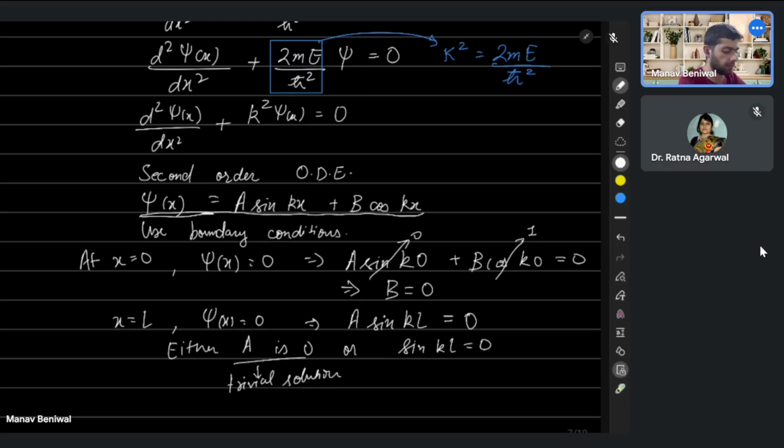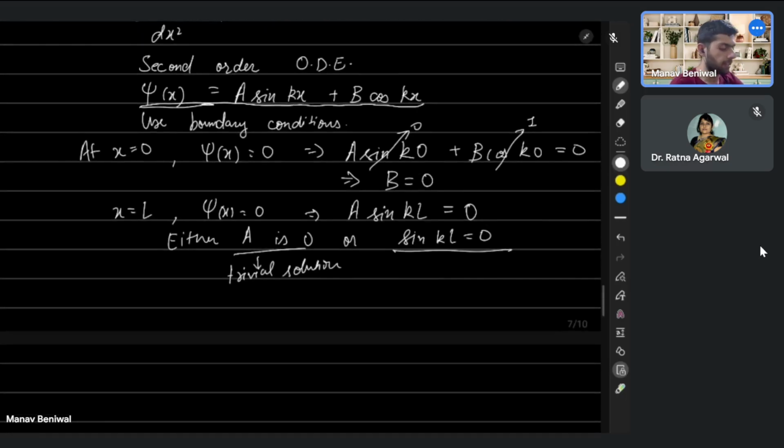So let's consider the second case when sin kL is 0. And when is a sine function 0? Sine function is 0 when theta equals n pi. So here theta is kL. So from here we get k as n pi over L. This is, let's say, equation 2.